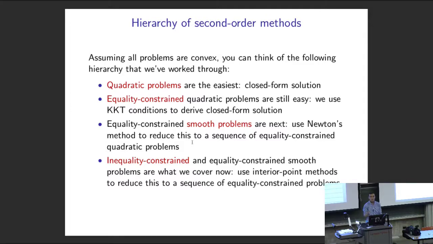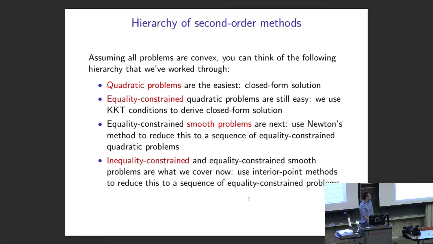Was there a hand up somewhere? I was going to ask about slack variables, but if you have a non-convex function, it doesn't work. Well, we're talking about convex problems, but if you have a non-convex inequality constraint, that's valid. Yes, that's right.